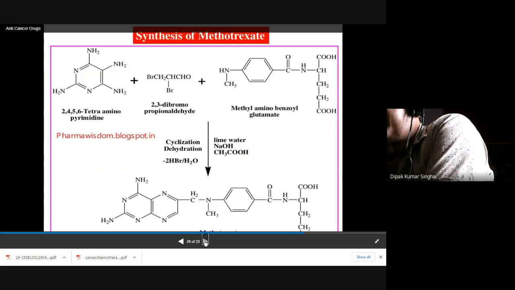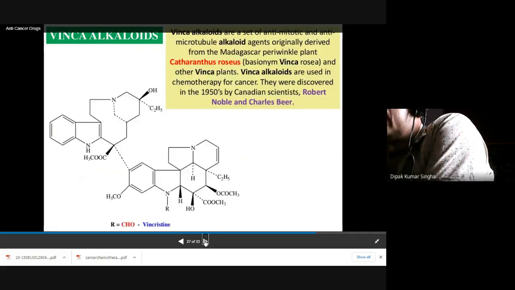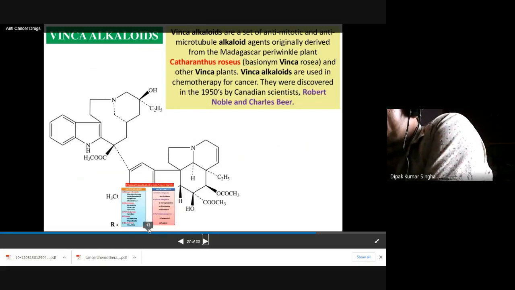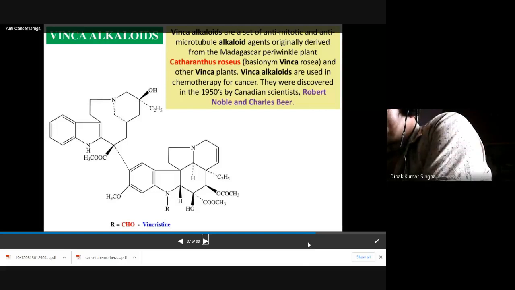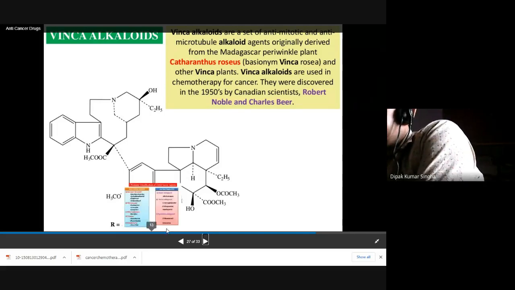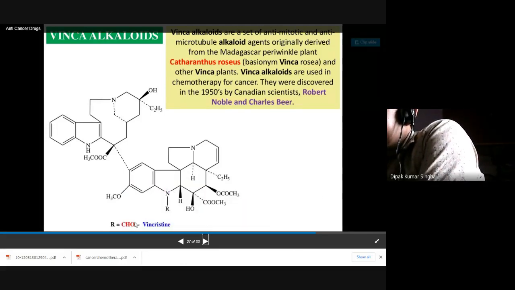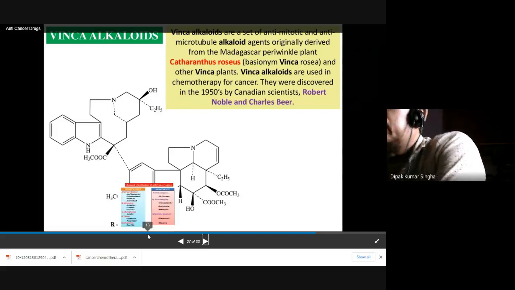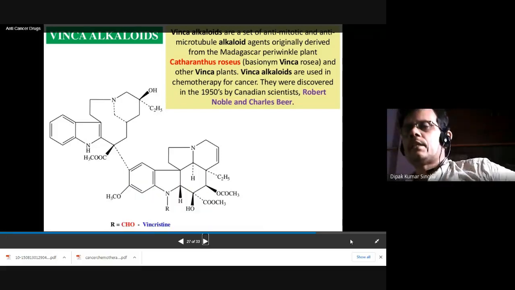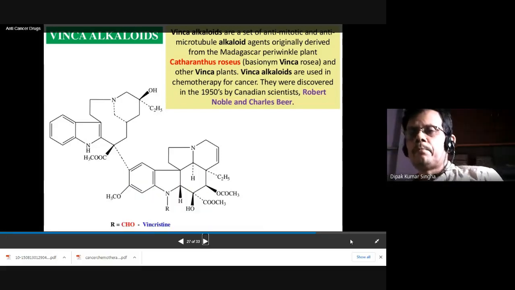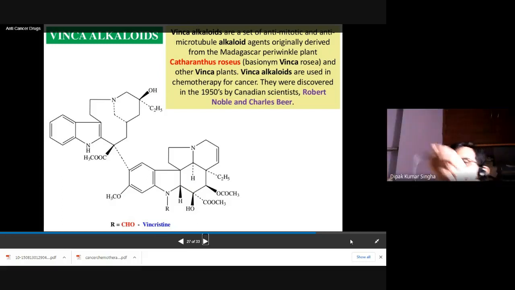5-fluorouracil and 6-mercaptopurine, and their synthesis. And this is the structure of Vinblastine. You can remember it. What is the difference between Vinblastine and Vincristine? This R, you can see, the R is CHO for Vincristine, and CH3 for Vinblastine. Right? This is Vinblastine.